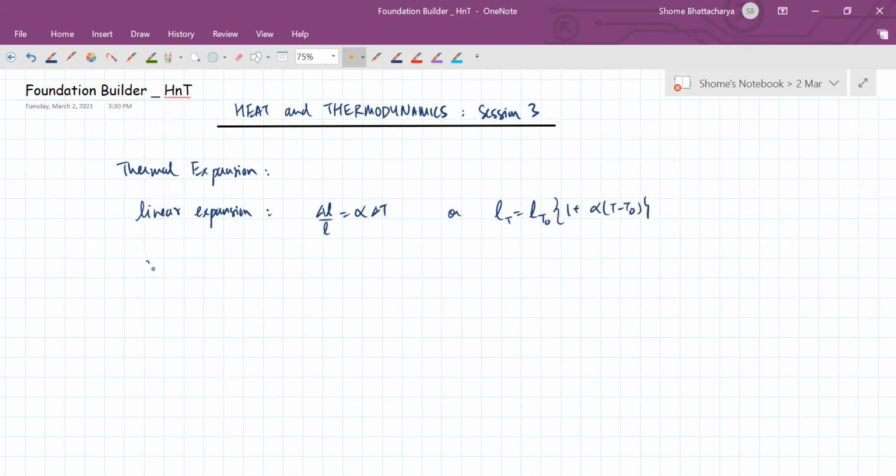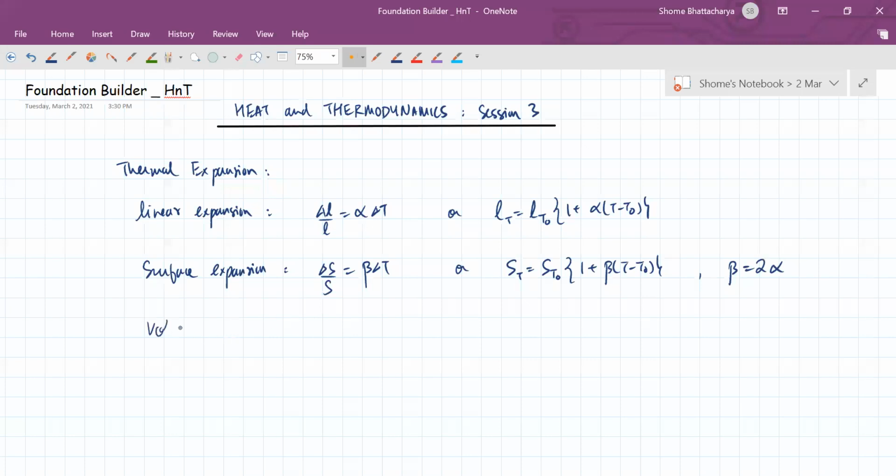Then surface expansion, which happens according to the principle that the fractional change in surface area is the coefficient of surface expansion into delta T. So the surface area at a certain temperature T is equal to the original surface area into 1 plus beta into T minus T naught, where the coefficient of surface expansion is double of alpha.